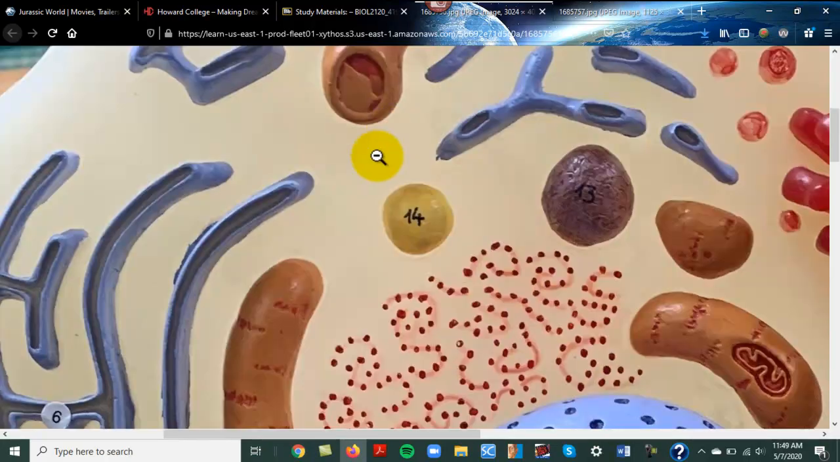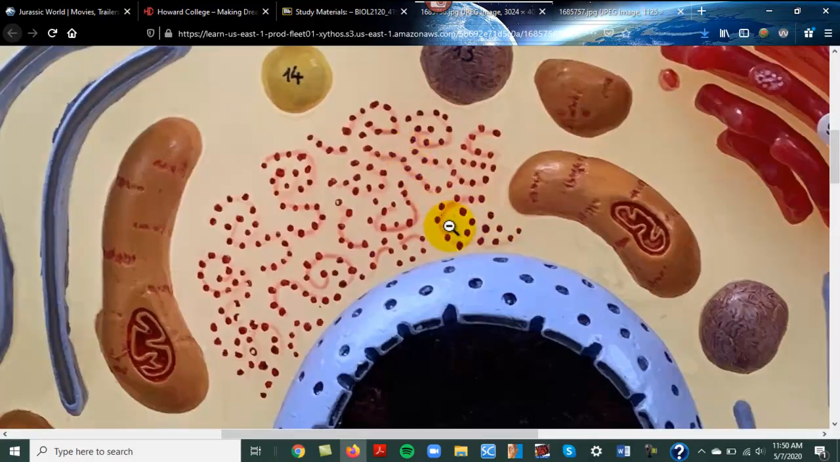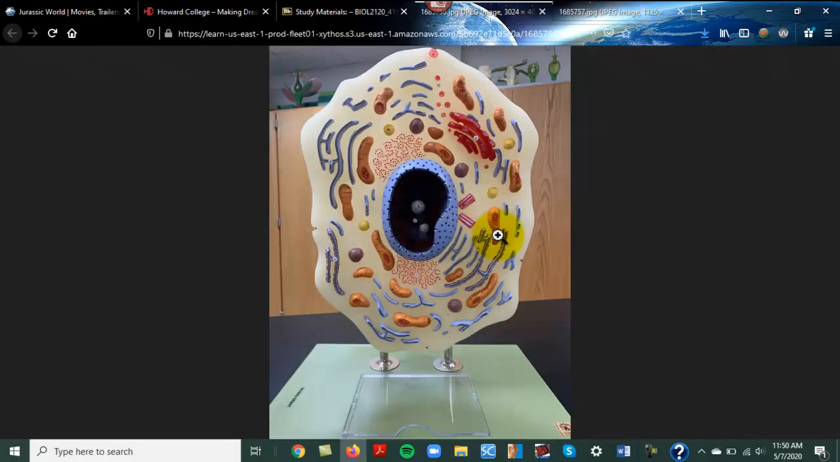The yellow here is a lysosome. You remember they break down. They're very important in microbiology because they help break down microbes. The red would be like the free ribosomes that are kind of found in the cytoplasm. They're involved with protein synthesis.